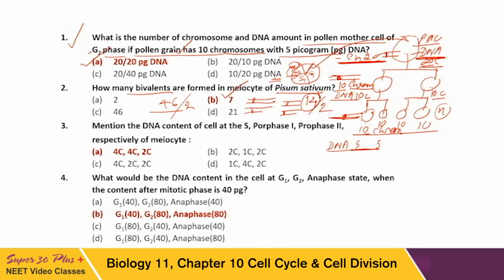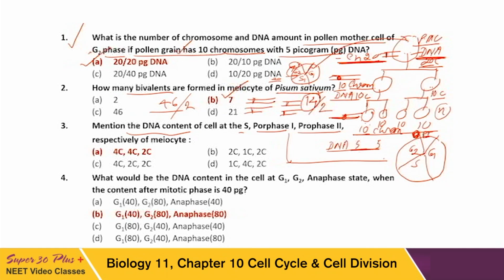The third one you see now. The DNA content of a cell at S phase, prophase first, prophase second, respectively, of a meiocyte. Very interesting question this is. Come on, we can see it like this. You see this question here. This is the cell cycle. DNA content of a cell at S phase. See, this is G1, is it? This is S and this is G2. Now the cell will divide. It will enter into prophase first. This is prophase first, right? Prophase second we have to find out.